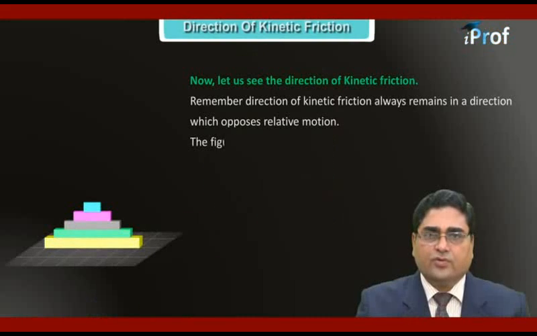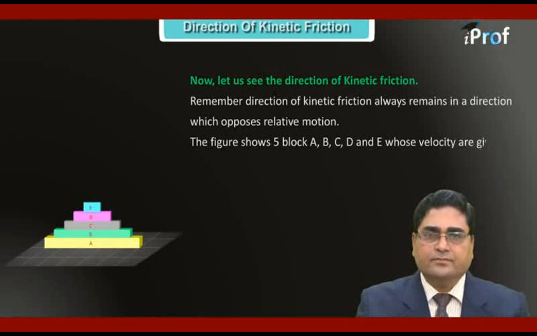Now let us see the direction of kinetic friction. Remember, the direction of kinetic friction always remains in a direction which opposes relative motion. The figure shows 5 blocks A, B, C, D and E whose velocities are given with respect to ground. All the surfaces are rough.